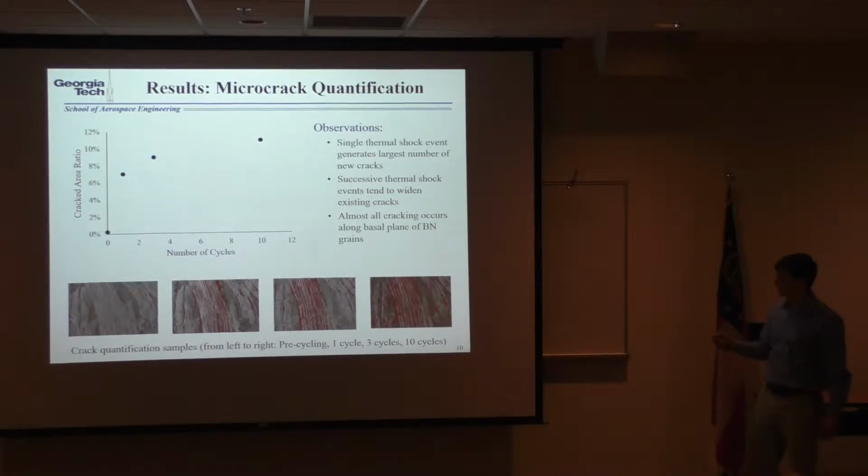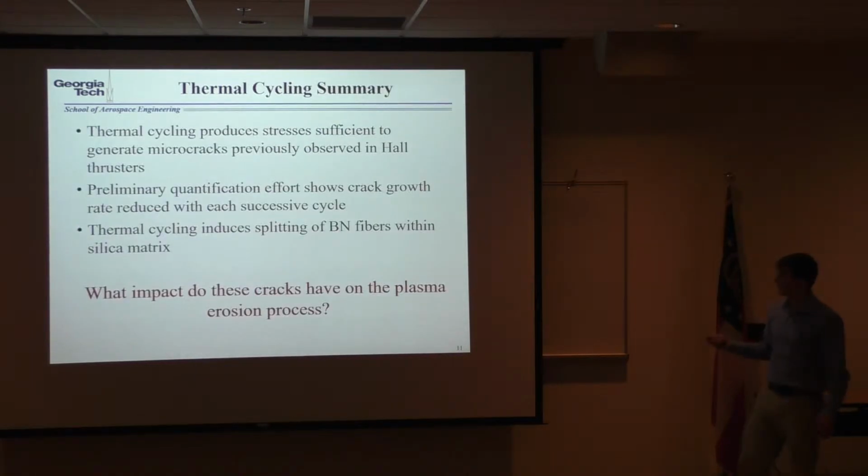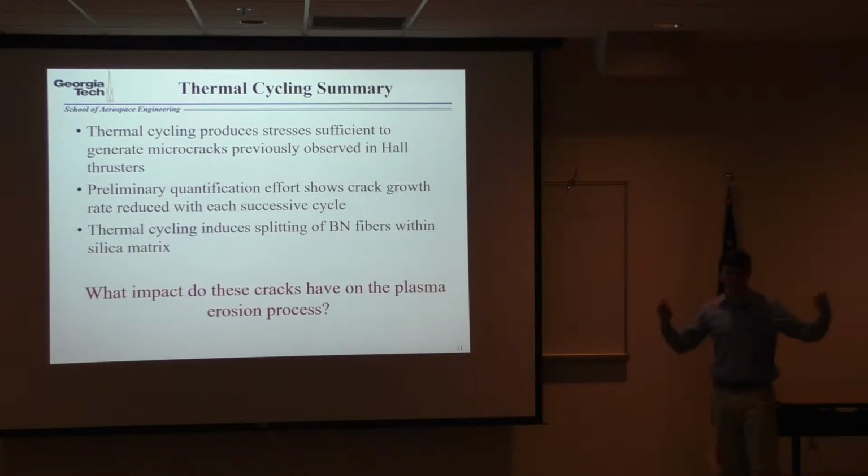So here are the results from that image that you saw there. And what we see is a nice curve here that appears to be asymptoting somewhere around 12, 13, 14%. And we see that the very first cycle, as expected, creates the vast majority of the cracks. Then after that, like I said, we begin to asymptote. So that's nice. We were able to quantify cracks. We were able to show that thermal cycling was enough to create these cracks. That's all nice and good.